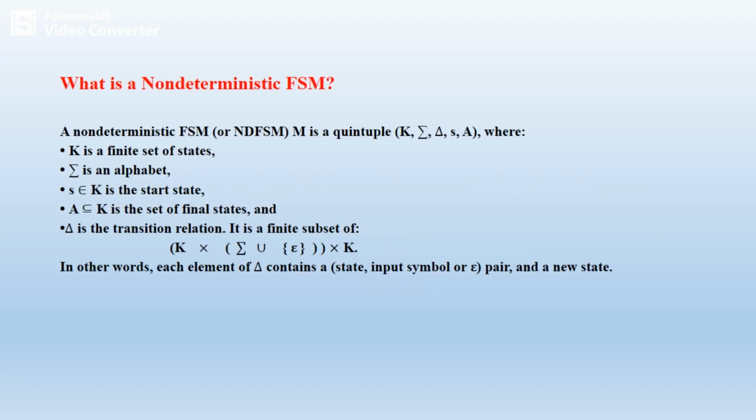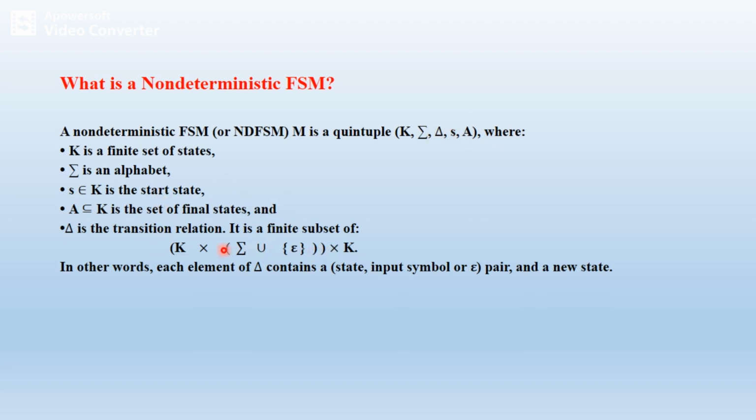A non-deterministic FSM M is a quintuple represented as K, sigma, delta, S, A, where K is a finite set of states and sigma is an alphabet. S is a start state which also belongs to K, and A is the set of accepting states, or final states. So A is also a subset of K, and delta is the transition relation.